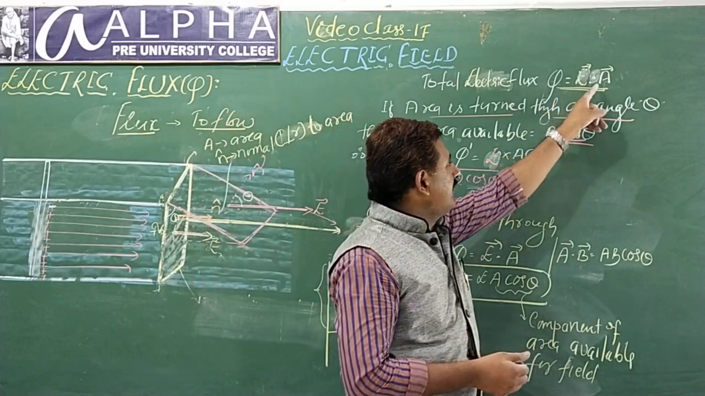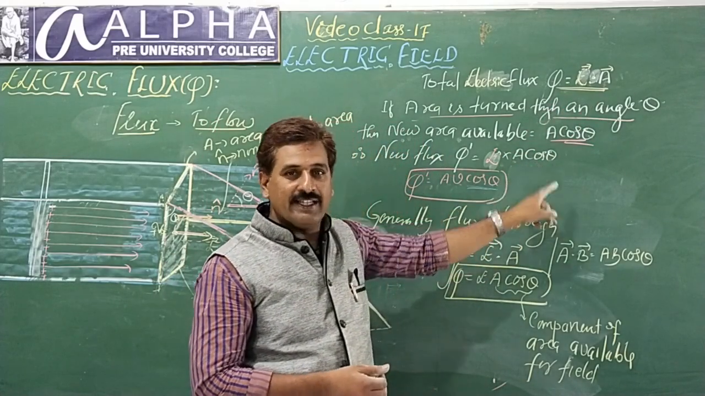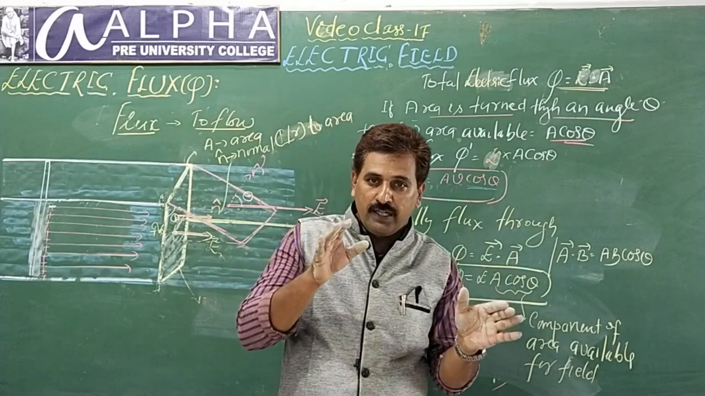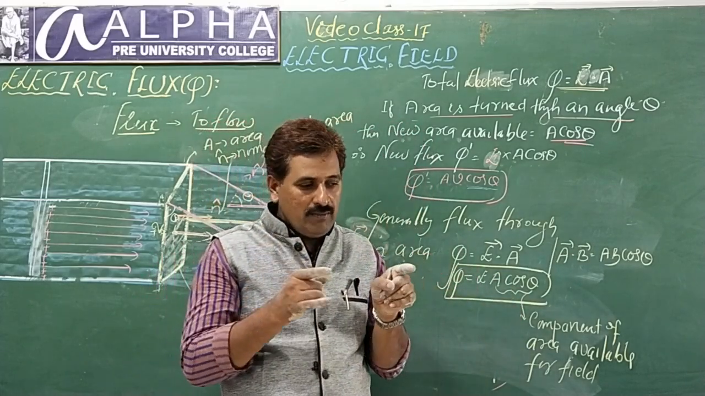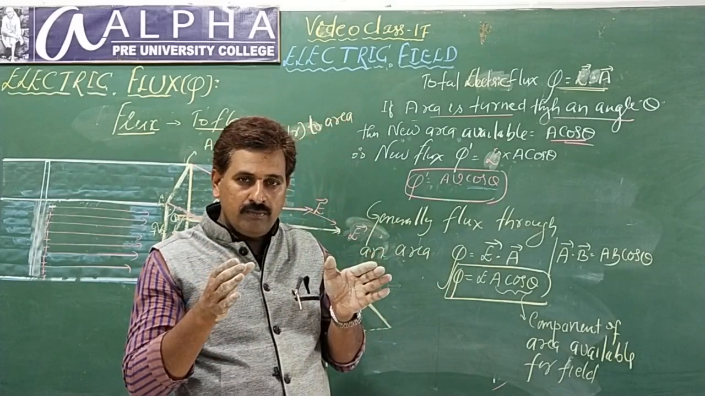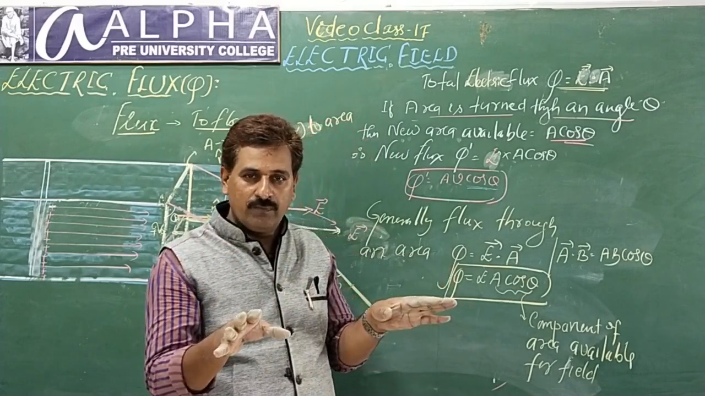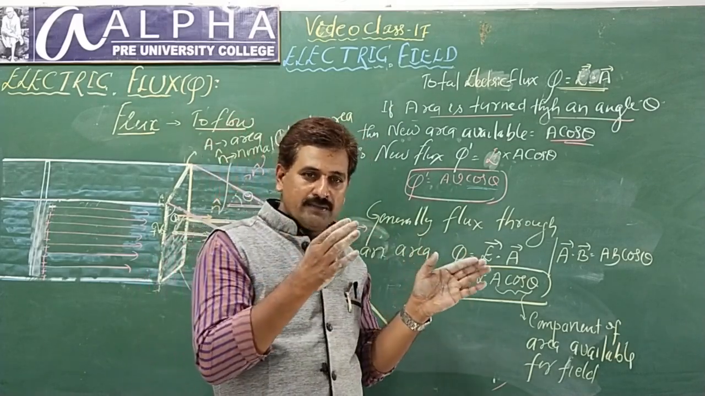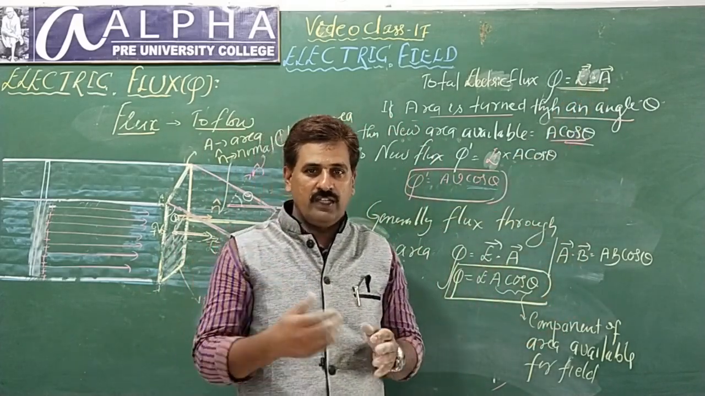So E dot A is EA cos theta. This takes care of all the orientations from 0 to 90 degrees. When is flux maximum? When the angle is 0. When is flux minimum? Minimum is 0 when the angle is 90 degrees. When the angle is 90, flux is 0. When the angle is 0, flux is maximum. What is the maximum? E into A, value of E into value of A.